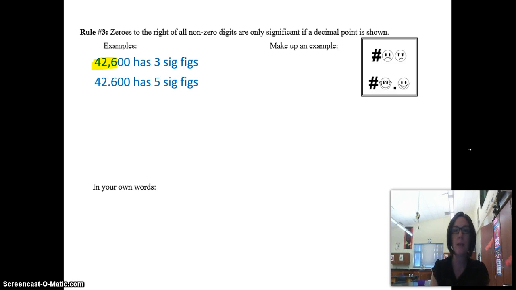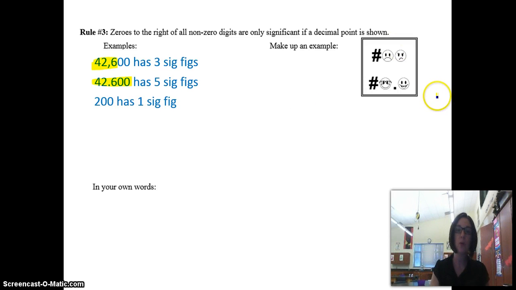But if I took those same exact digits and put them in a different number, 42.600, that's going to have 5 significant figures. I can see the decimal point, which makes the zeros on the right significant figures. That tells me maybe it came from a piece of equipment that had markings all the way out, and they were like, it is exactly on the 0.6 line.